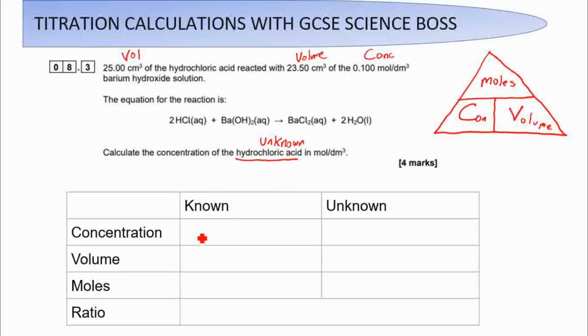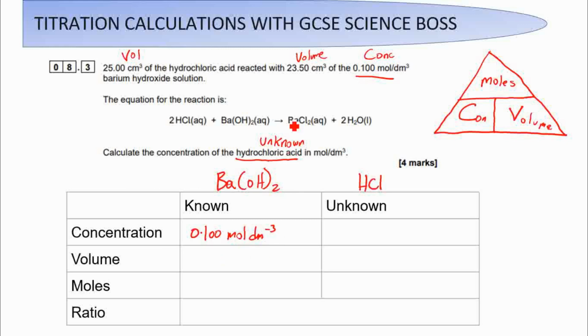So here's my titration card setup. What is it that we said is our unknown? Our unknown is HCl. Our known is barium hydroxide. Now let's plug this in straight away. What's the concentration of our known? That's given here. So that is 0.100 moles per dm³.